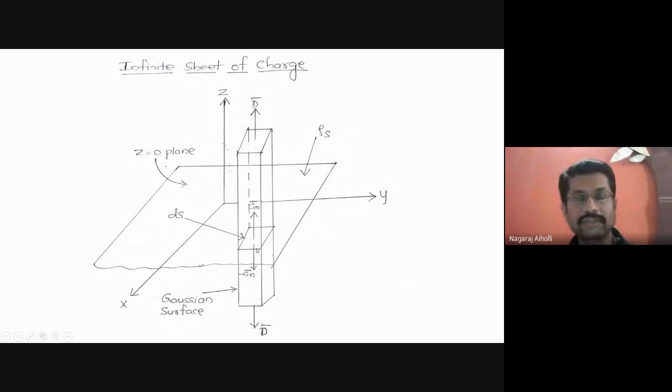For the rectangular box, what is the area that we are finding? The area is length into breadth. Okay, so it is dx into dy. This is dx, then this is dy, dx into dy. That gives the area of this small area that we are considering wherever the rectangular box is cutting the infinite sheet of charge. Fine.